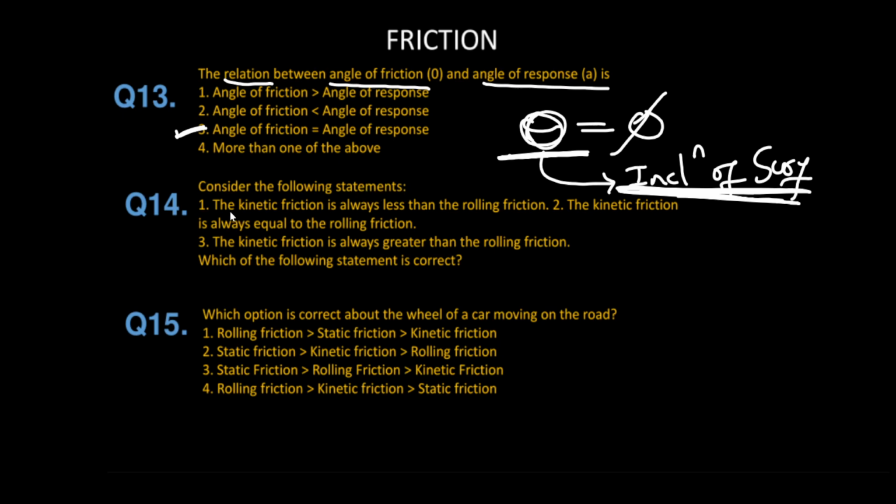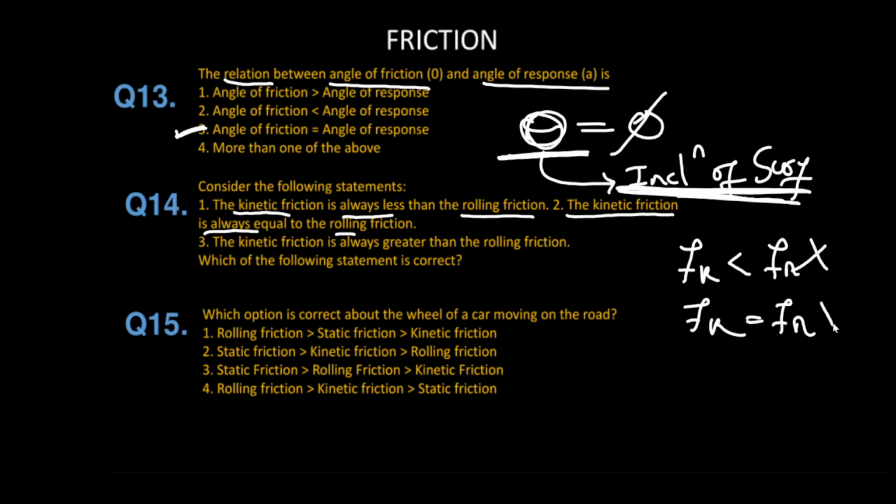Consider the following statements. Kinetic friction is always less than the rolling friction. He is saying Fk is less than Fr. It's false. Second statement, the kinetic friction is always equal to rolling friction. Fk is equal to F rolling. It's also false. Kinetic friction is always greater than the rolling friction, Fk is greater than F rolling. Yes, it's correct. So statement 3 is correct. Which of the following options is correct about the wheel of the car moving? Wheel means rolling.